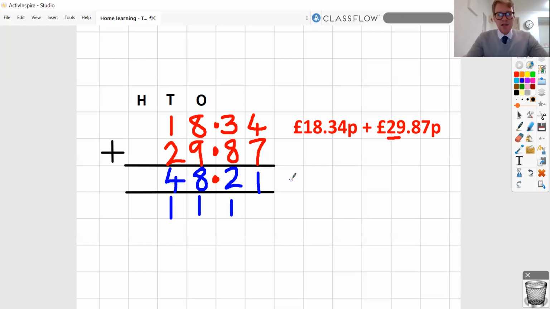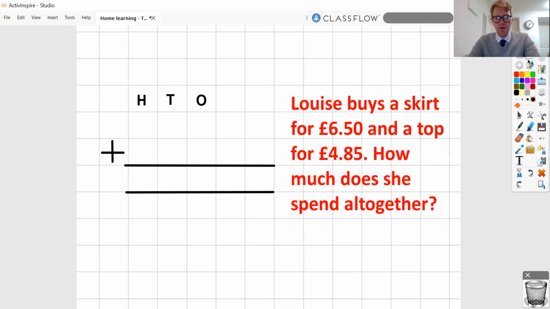So we started off with money. We said that this was £18.34 and £29.87. How much money then is it in total? Because at the moment, I've just got these numbers in my answer box. What actual amount of money is that? Well, we could, if we wanted to, add back in our pound sign and have a look. So we've got here £48.21.